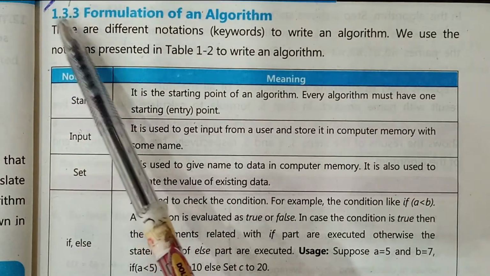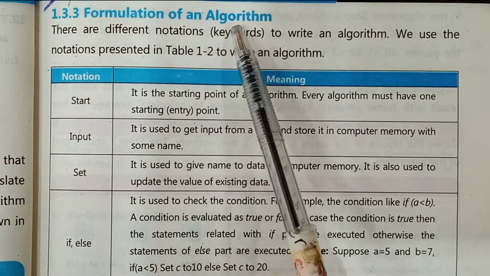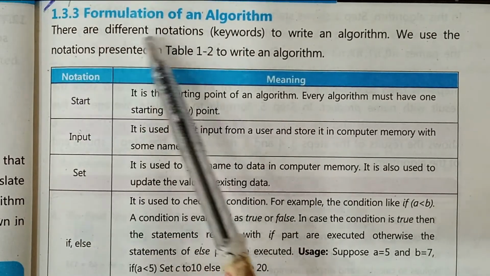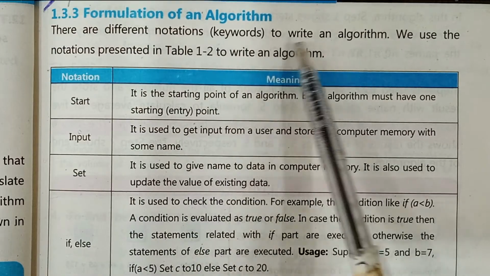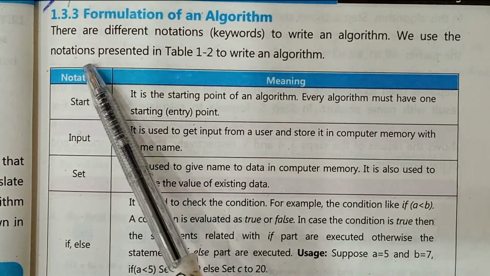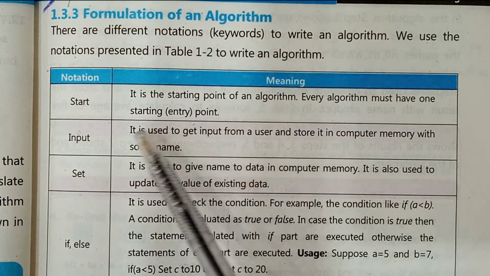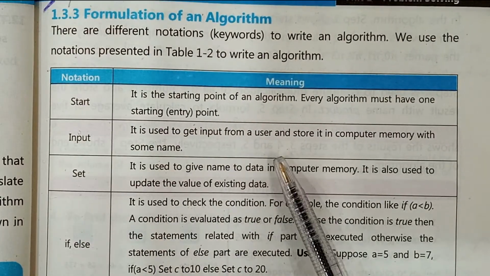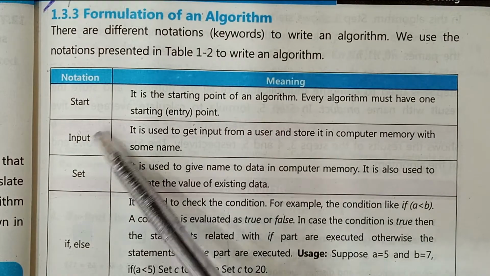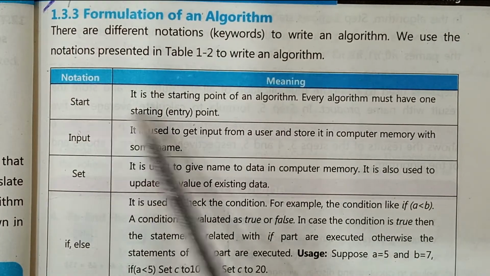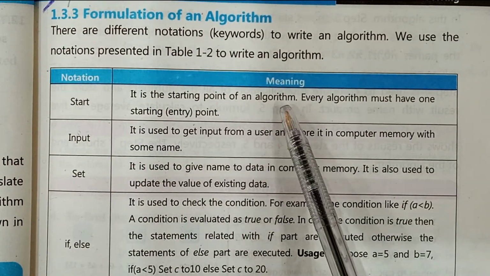Now the topic 1.3.3, formulation of an algorithm. There are different notations, keywords to write an algorithm. We use the notations presented in table 1.2 to write an algorithm. Now students, we have some notations with their meaning in table 1.2. Number 1 is start. It is the starting point of an algorithm.